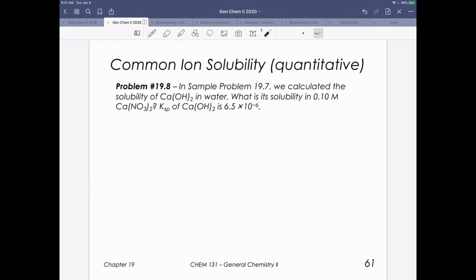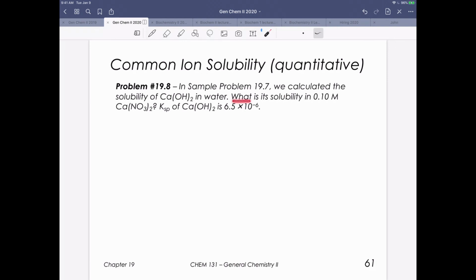So our next sample problem is going to build on a sample problem that we've done already. In sample problem 19.7, we calculated the solubility of calcium hydroxide in water. So basically asking, if there's nothing else in that water and calcium hydroxide is allowed to dissociate to whatever extent it's going to, what's the solubility going to be?